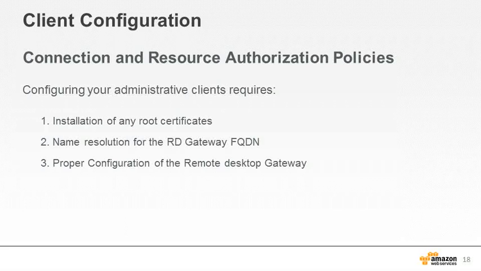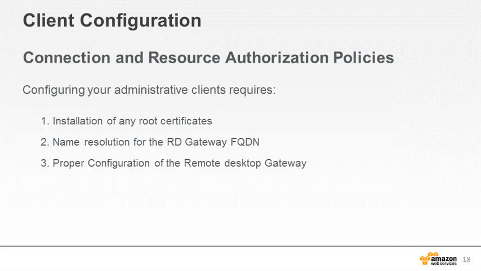Obviously, you need to set up the name resolution for the remote desktop gateway fully qualified domain name, or FQDN. The client that is going to connect has to know how to look up the gateway via DNS. So you would create DNS entries pointing to the elastic IP of the remote desktop gateway, and that allows the client to resolve the name, which is then configured as a proxy, if you will, in your remote desktop connection client.